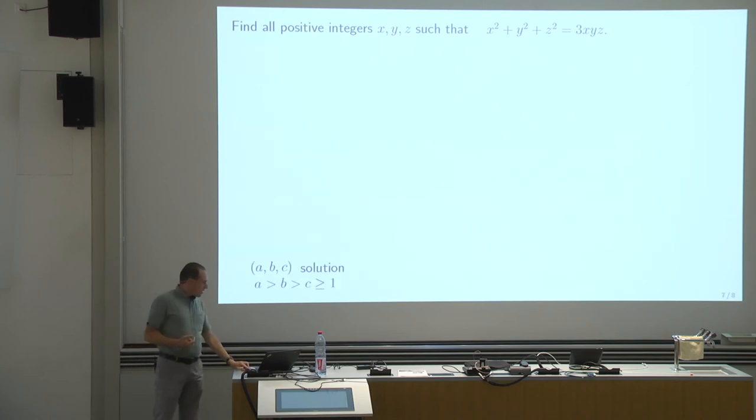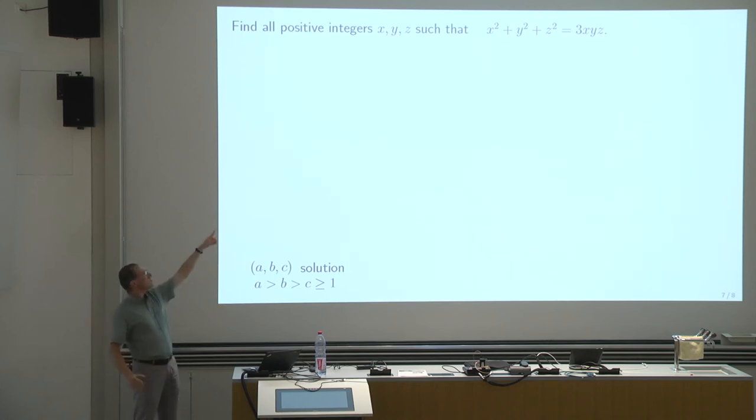Now, take a solution, A, B, C, just a solution. You don't know anything about it. All you know is that A, B, and C solve that equation. A squared plus B squared plus C squared is equal to 3 times A times B times C. I claim that A, B, C appears somewhere in that structure that we described before. We have to prove this.